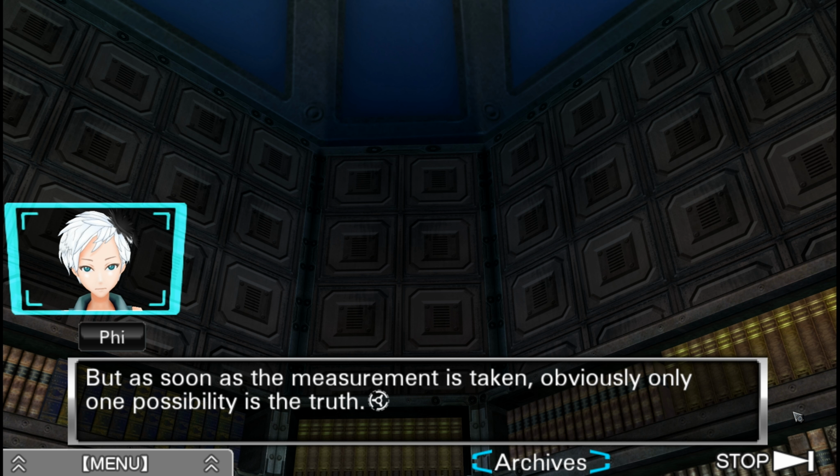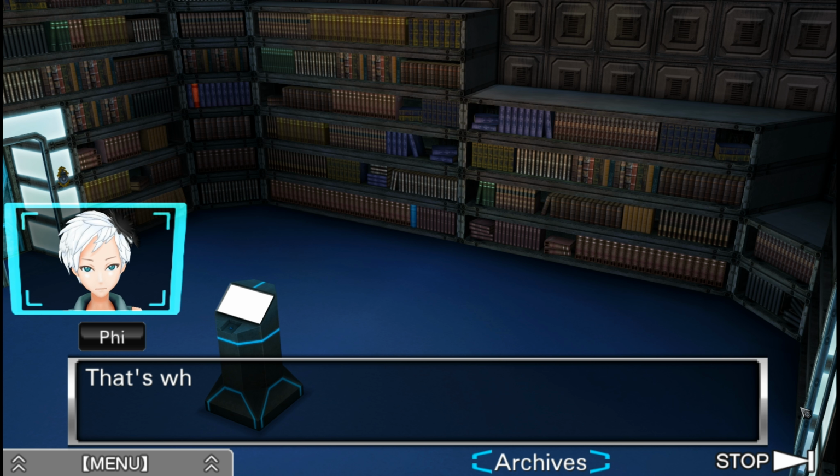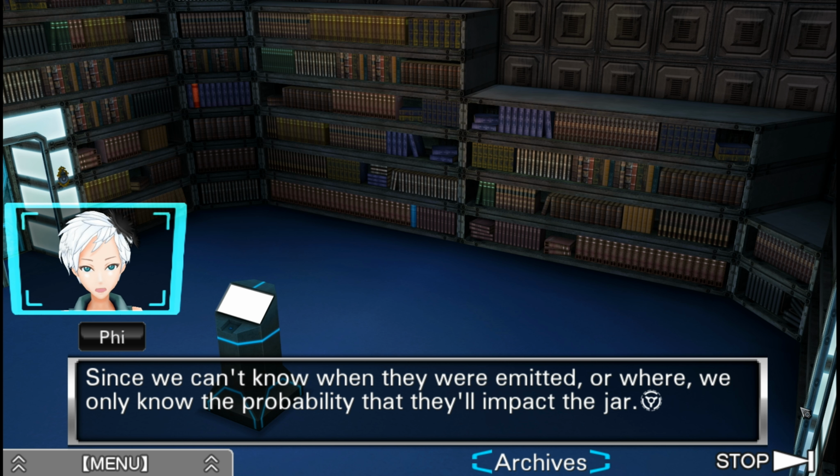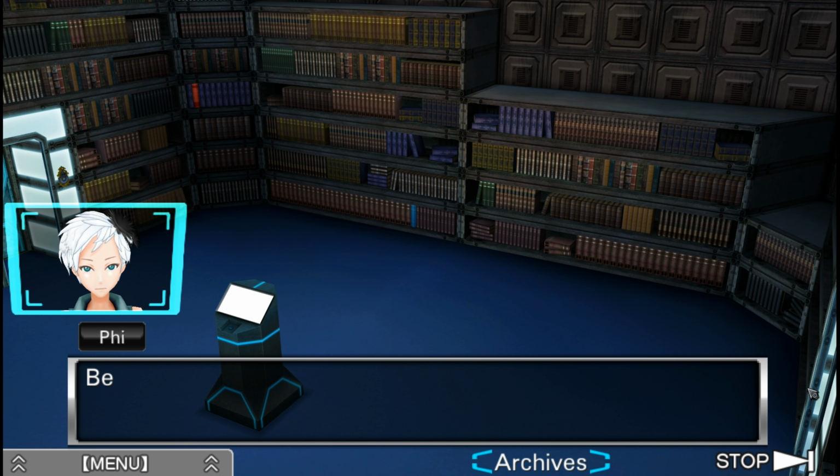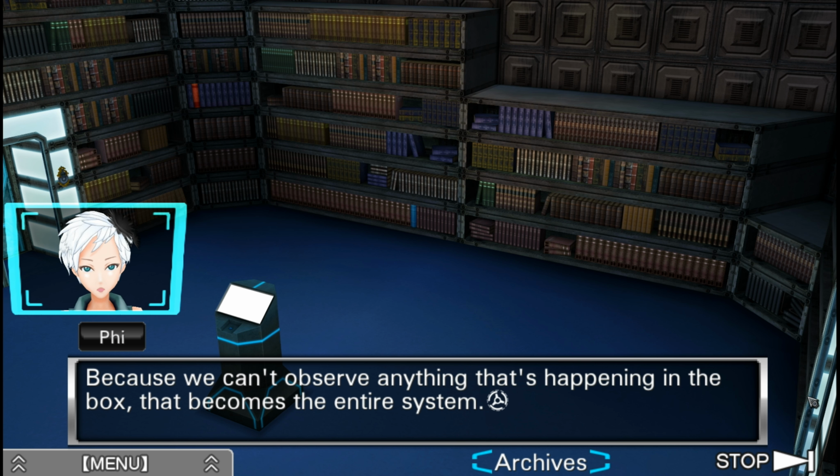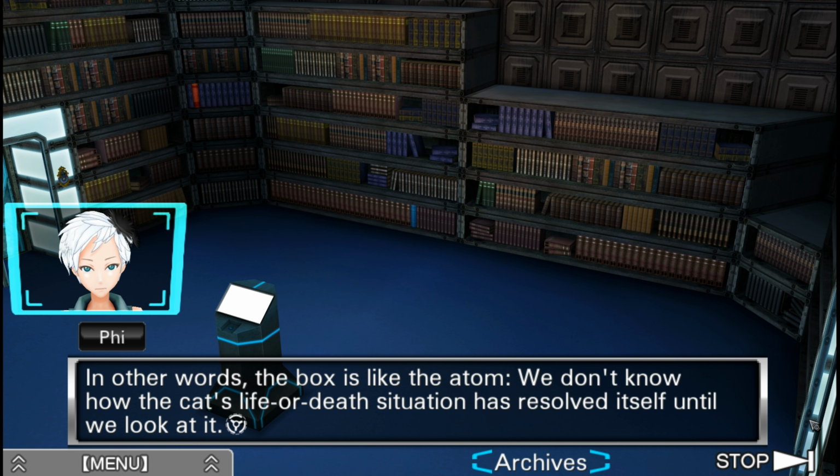Bruh. This is what's happening with the alpha particles. Since we can't know when they were emitted or where, we only know the probability that they'll impact the jar. Because we can't observe anything that's happening in the box, that becomes the entire system. In other words, the box is like the atom. We don't know how the cat's life or death situation has resolved itself until we look at it.